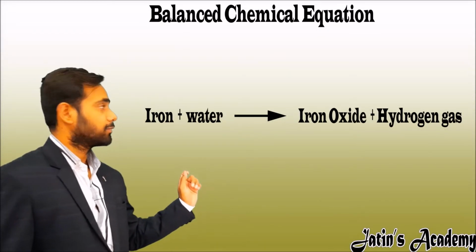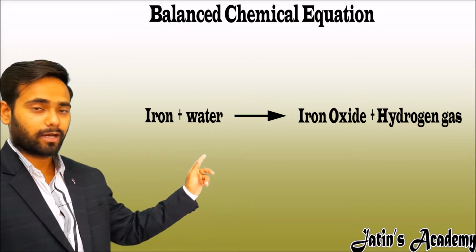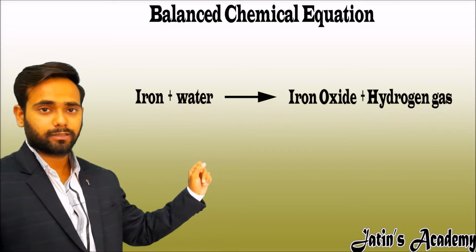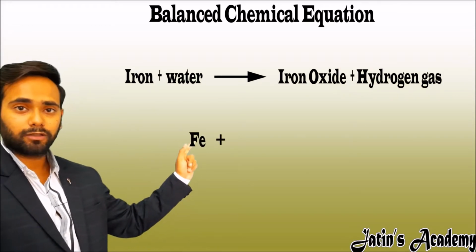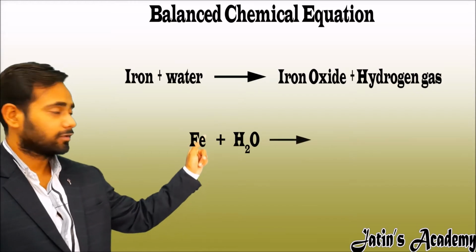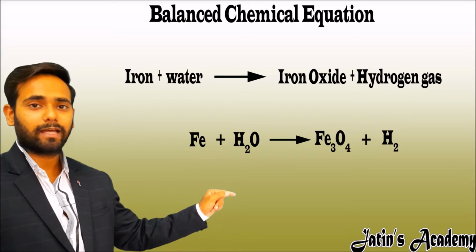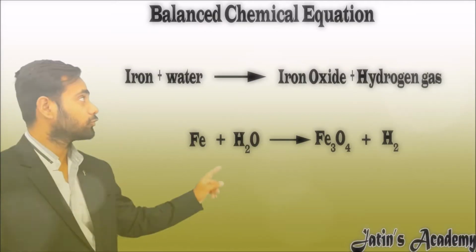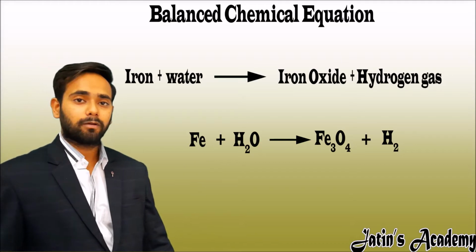Here in this example we have iron reacting with water, giving rise to iron oxide and hydrogen gas. Now write the symbols. The iron symbol is Fe, the water symbol is H2O, the iron oxide symbol is Fe3O4 and the hydrogen gas symbol is H2. Now to balance this chemical equation we have to follow a number of steps.